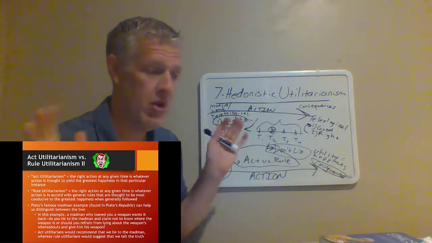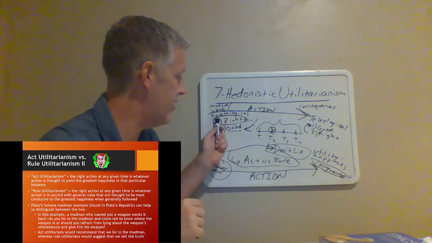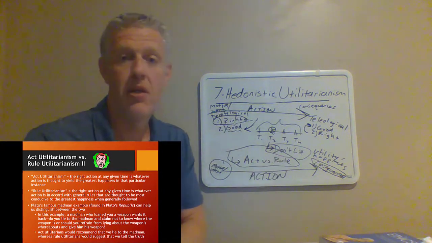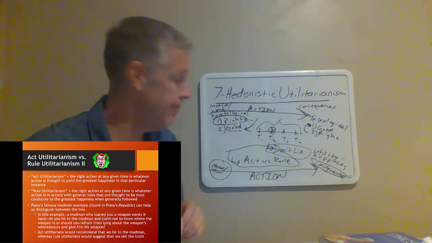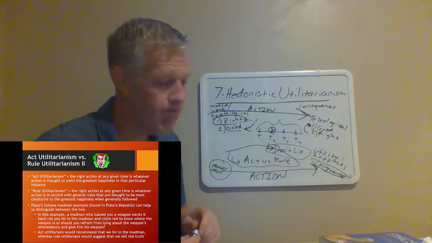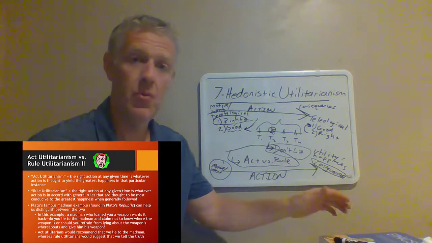Right, your duty is to always tell the truth, and so on. So the deontologist is going to say, don't lie. Again, tell him where the gun is, and then whatever he ends up doing, that's on him. The rule utilitarian is going to have pre-established rules.